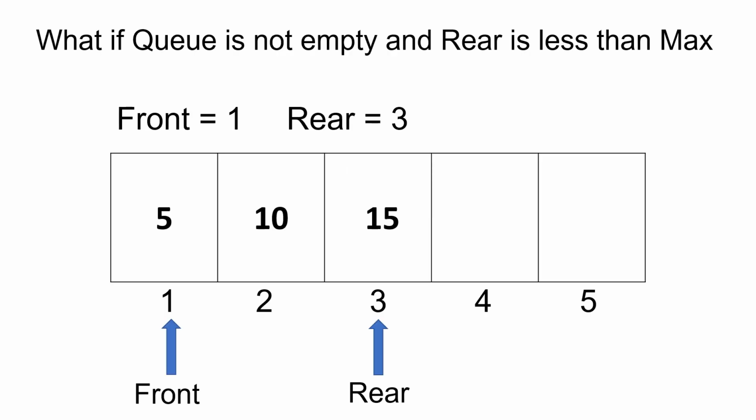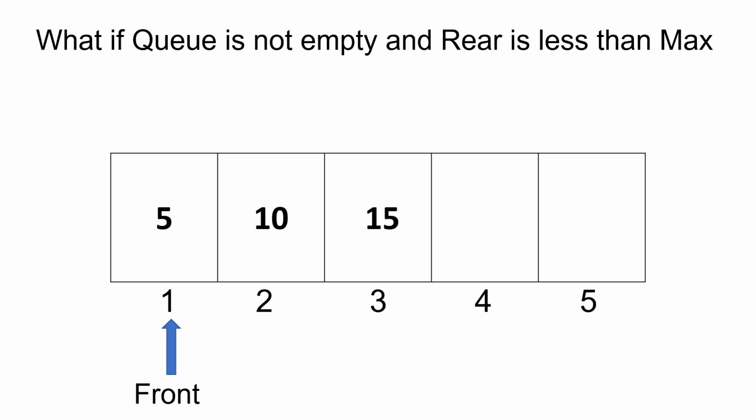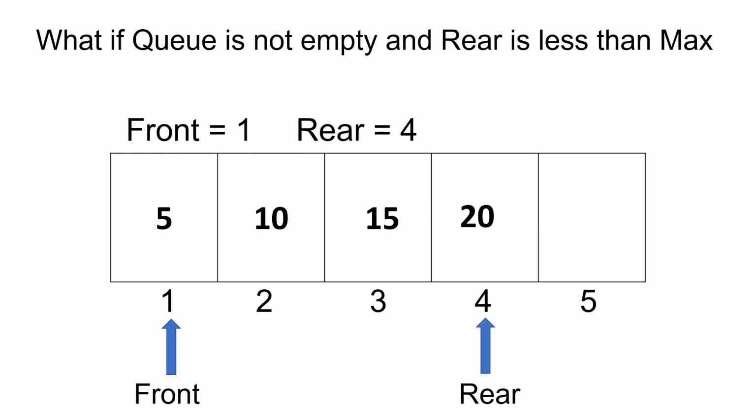Likewise, we have to consider all the cases. What if the current condition of queue is this? Front is 1, rear is 3 and queue length is 3, which is less than max. So we can insert element in this queue. We can do this by just incrementing rear by 1. No change in front as it points to the first element.